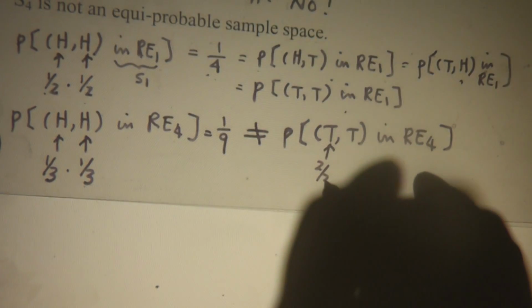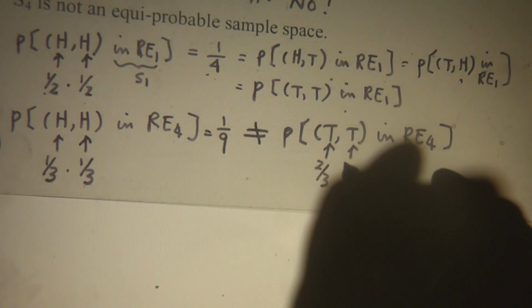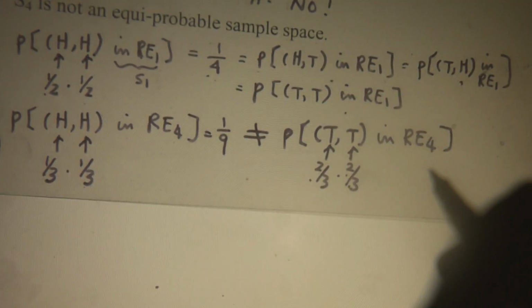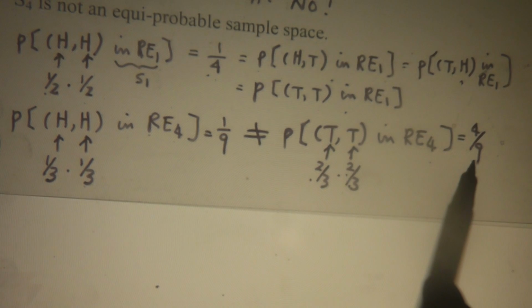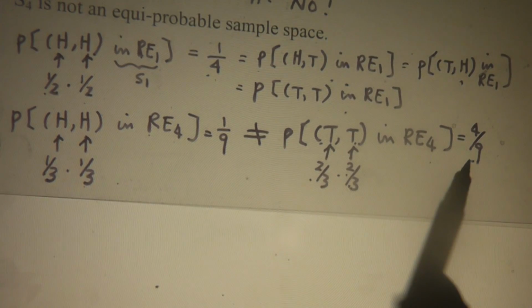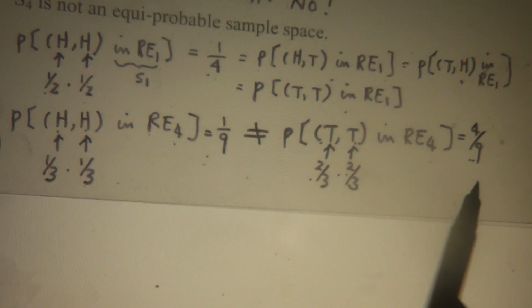Okay? Now, to get a head, the chance is 1/3. That means to get a tail, the chance is 2/3. How about the second tail? Still 2/3. So 2/3 times 2/3, 2/3 to the power of 2, which is 4/9. So in sample space 4, or in random experiment 4, we are more likely to see two tails in a row than two heads in a row. Okay? They don't have the same probability.